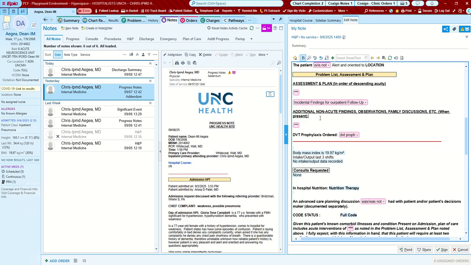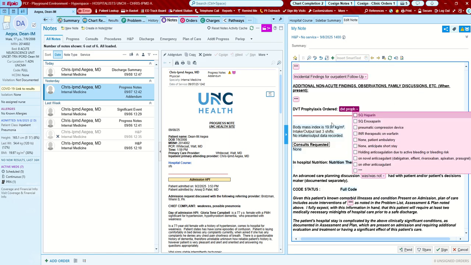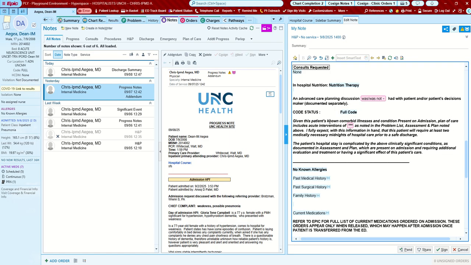Additional non-acute findings. Some people put physical exam findings. Some people put that the patient requested this or that, or the patient was upset. Some non-acute findings, like a BKA that the patient had a long time ago, whatever. It's just what you think is important for everyone to know. Then, again, everything is pretty self-explanatory.